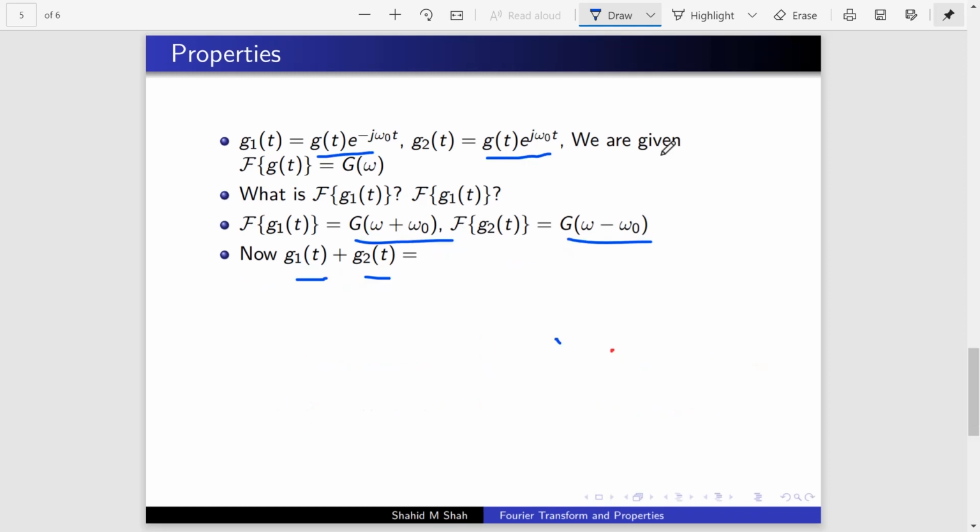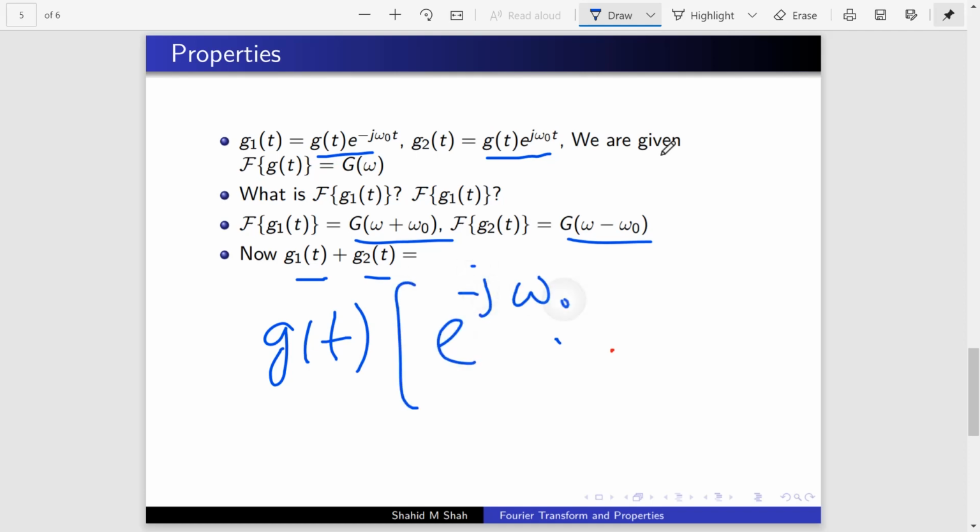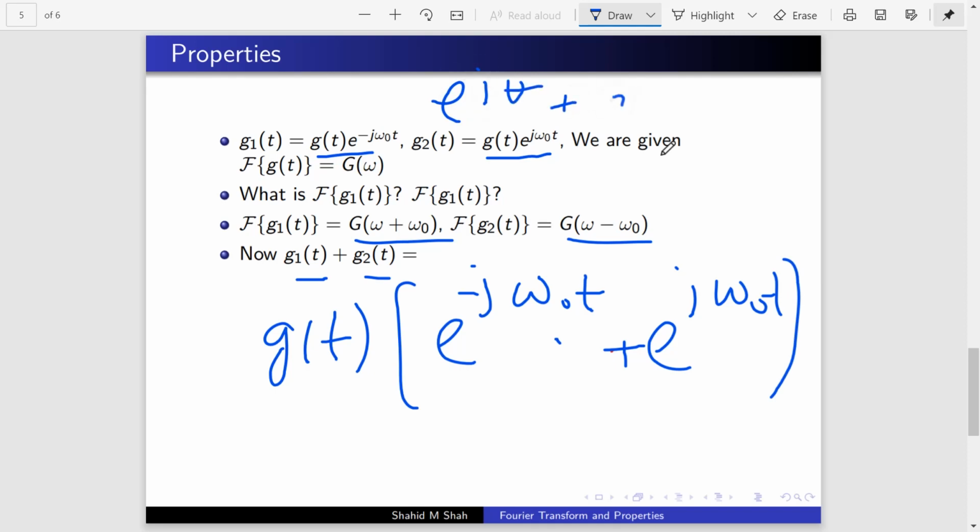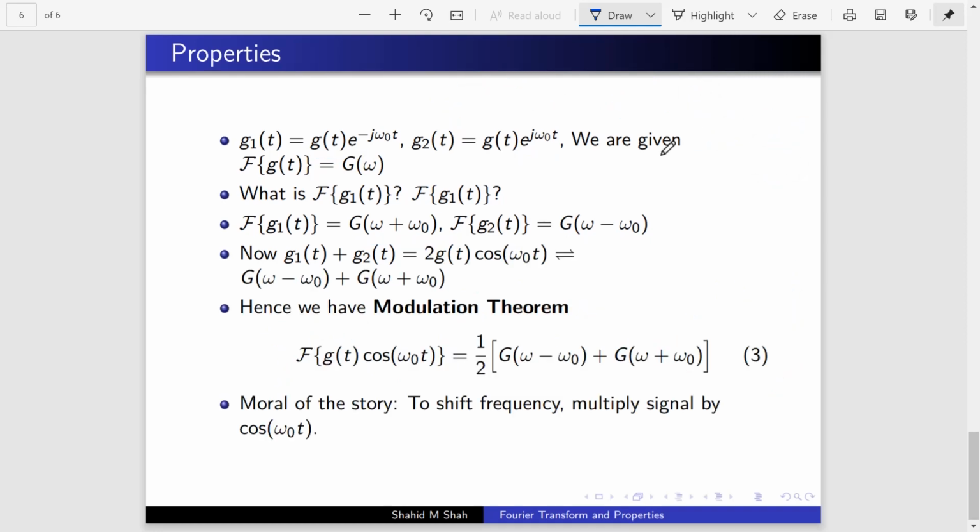Okay, so let's try first manually. So it is g of t common, e to the power minus j omega naught t plus e to the power j omega naught t, right? So it is the usual formula, e to the power j theta plus e to the power minus j theta is twice cos theta, right? Very basic identity. So hence it becomes 2 g of t cos omega naught t, right?